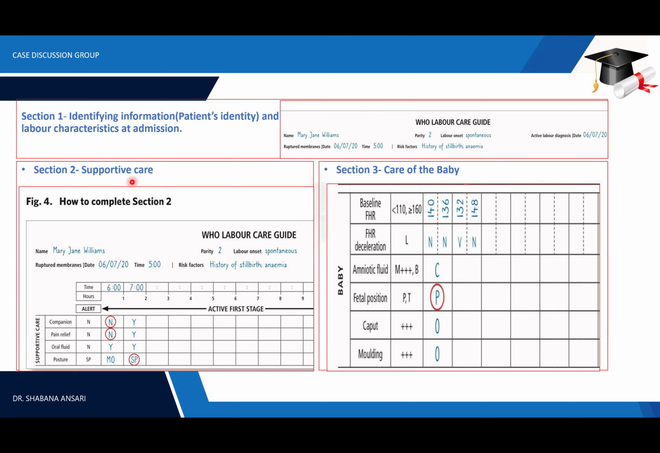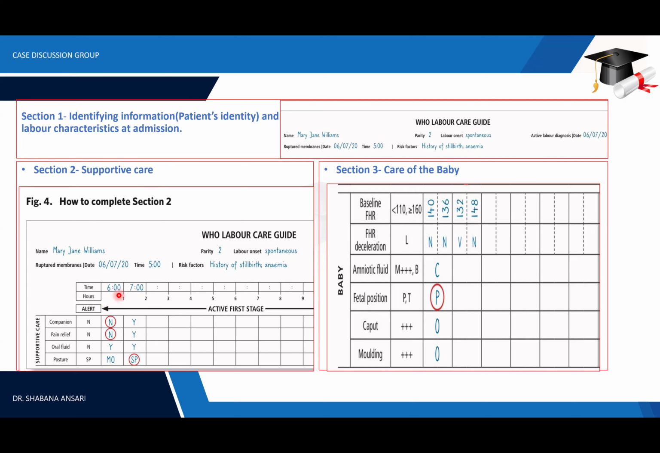This is the supportive care, as you can see. Before supportive care, I would like to show you one thing: you can see the time and the hours. When we start, we write the time here. So it is 6 a.m., and we are writing 6 here, right?